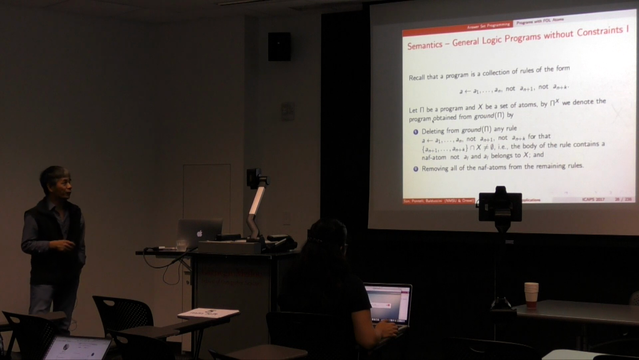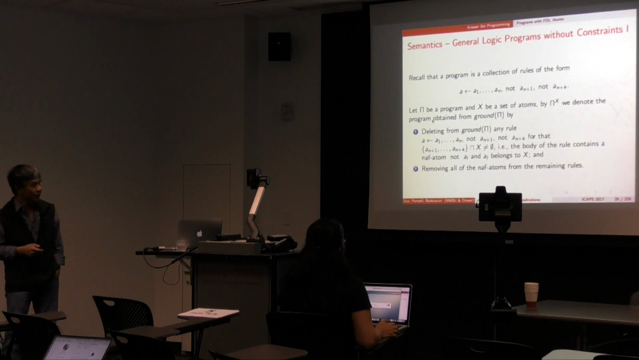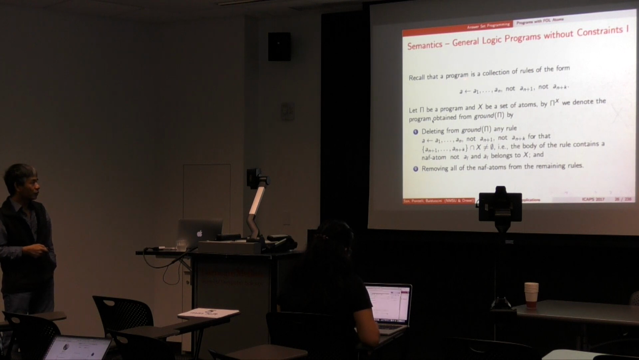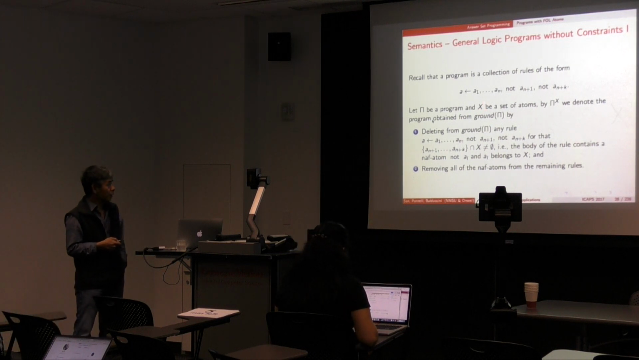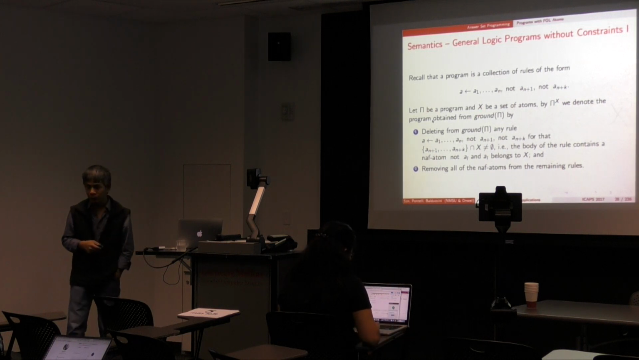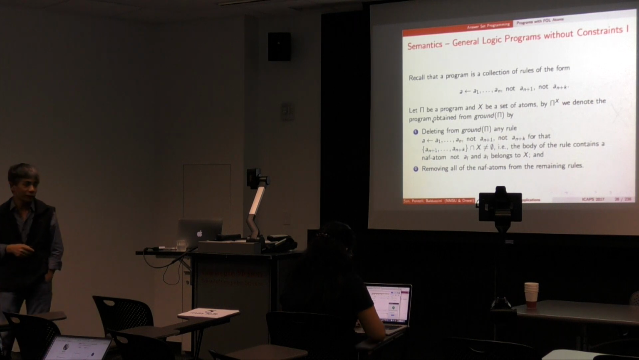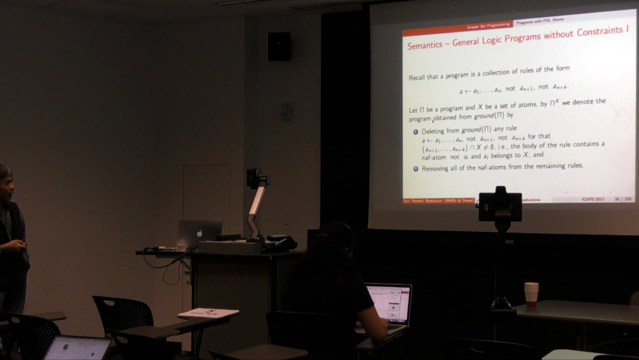And now, if we have constraints, what would be the semantics of the program? What we would do is define: if we have a program pi and a set of atoms x, we calculate pi to the x. This is what is called the reduction of pi with respect to x, done by doing two things.